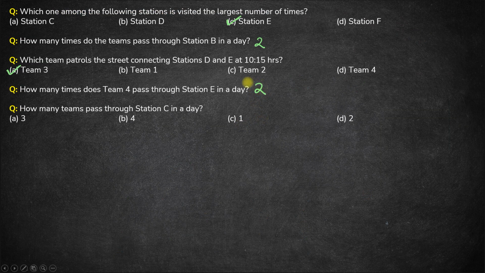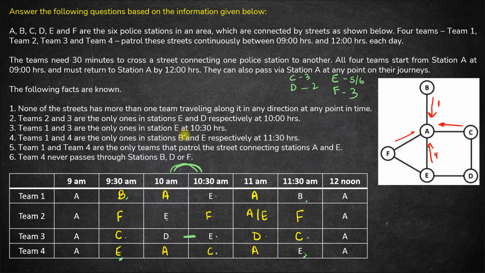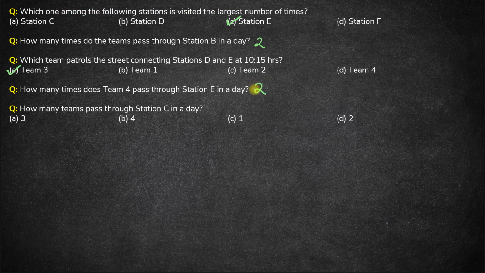And finally, last question, how many teams pass through station C in a day? Okay. So is team 1 passing through C? No. Is team 2 passing through C? No. Is team 3 passing through C? Yes. And is team 4 passing through C? Yes, it is. So 2 teams are passing through C. Option D will be the right answer here.